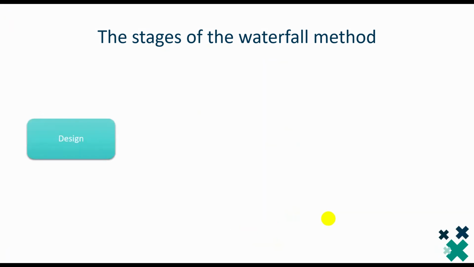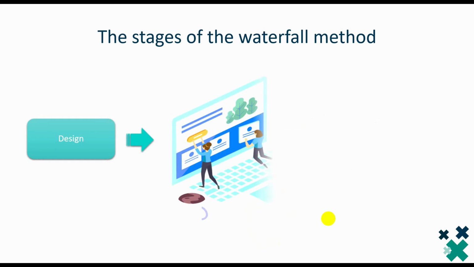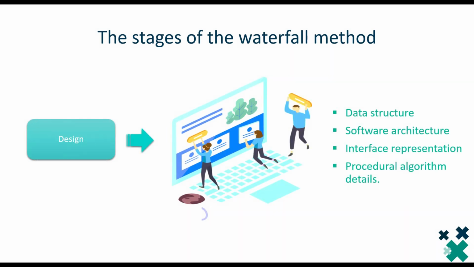Design is the process of translating requirements into a software design that can be estimated before the coding process is made. This process focuses on data structure, software architecture, interface representation, and procedure algorithm details.